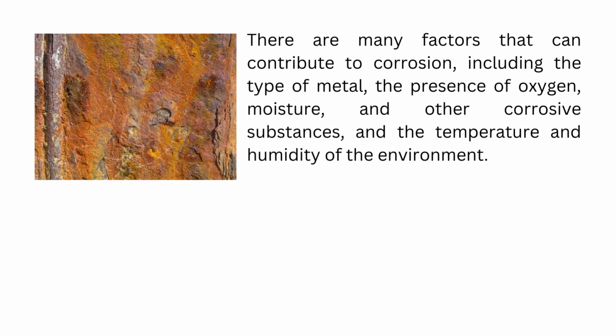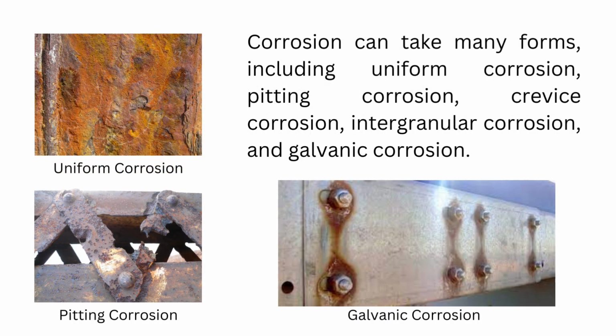There are many factors that can contribute to corrosion, including the type of metal, the presence of oxygen, moisture, and other corrosive substances, and the temperature and humidity of the environment. Corrosion can take many forms, including uniform corrosion, pitting corrosion, crevice corrosion, intergranular corrosion, and galvanic corrosion.